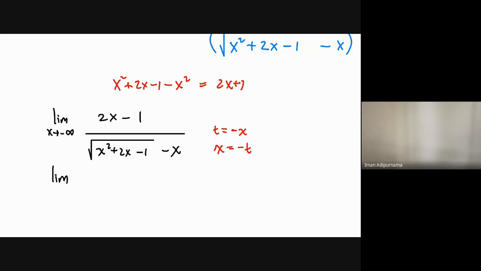Okay, because if this is just positive, we can imagine how to divide by the large number of x, the highest degree, right? So we are going to have this limit becomes x approaching just positive infinity, and all the x will be changed to negative t.